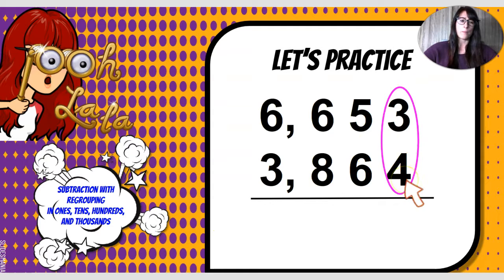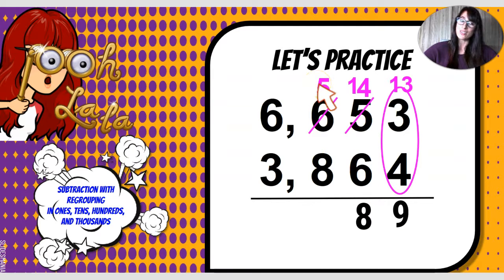3 minus 4, more on the floor, go next door and get 10 more. So knock, knock on 5. 5 will become 4 and 3 becomes 13. Now 13 minus 4 gives me 9. All right, let's look at tens now. 4 minus 6. Again, I have more on the floor. Let's go next door. 6 will become 5 and 4 becomes 14. Now I can do it. 14 minus 6, the answer is 8.